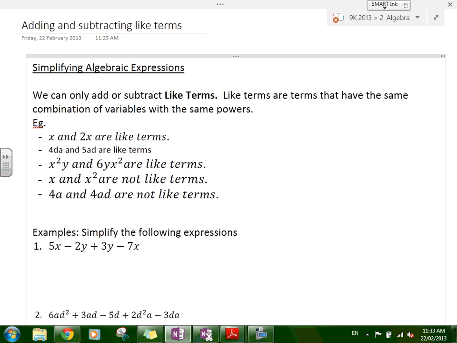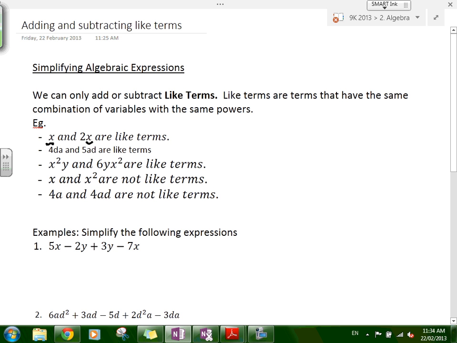So if we go through this list and have a look, x and 2x are like terms. The reason for that is because we've got the same variable. The power of it is the same. There's no other one, so x and x are the same. So what is x plus 2x? 3x. When you add these together, you've got 1 lot of x, you've got 2 lots of x. You add them together, you get 3 lots of x.